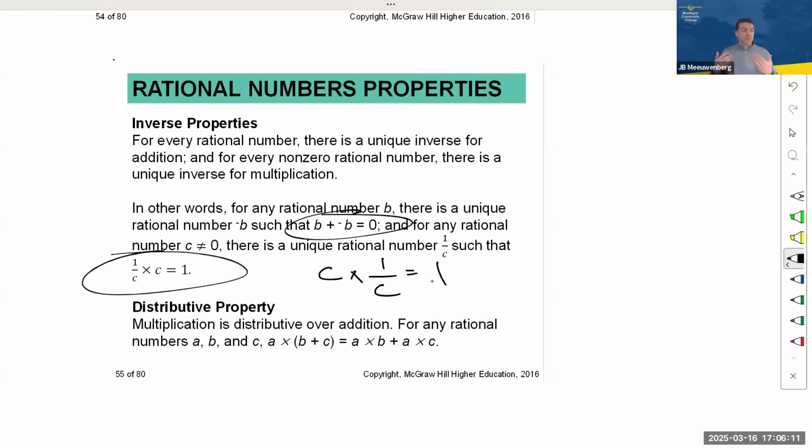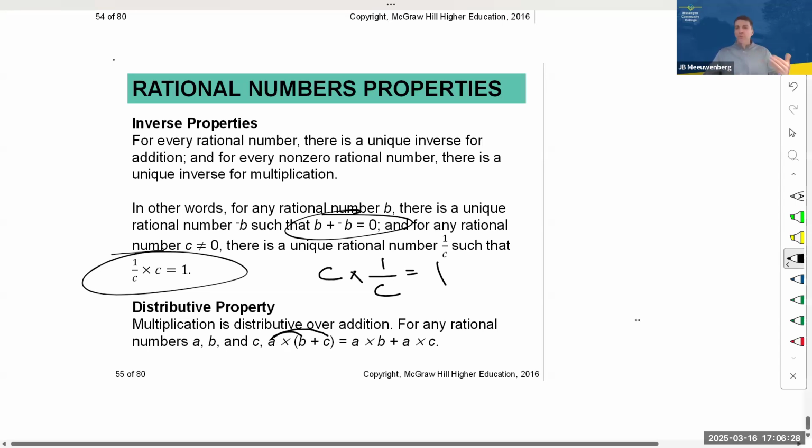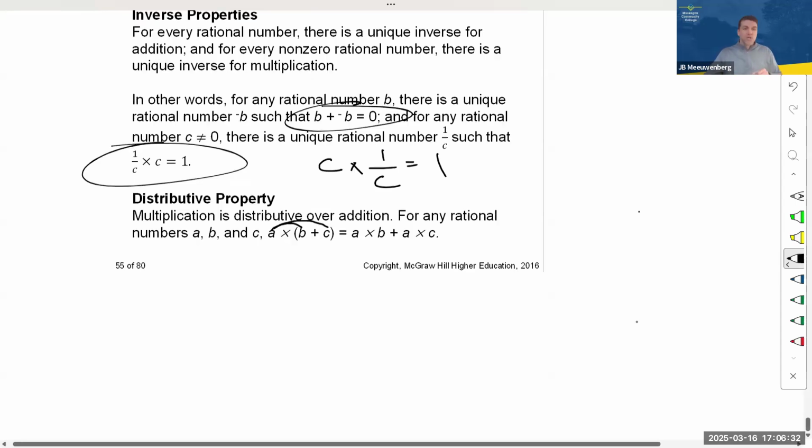And then the distributive property. We love the distributive property, multiplication over addition. A times B, A times C, and add them is the same as doing A times the sum of B and C. So all of those properties do hold for rational numbers as well. So those were not new, but I just wanted to make sure we talked about them for rational numbers.